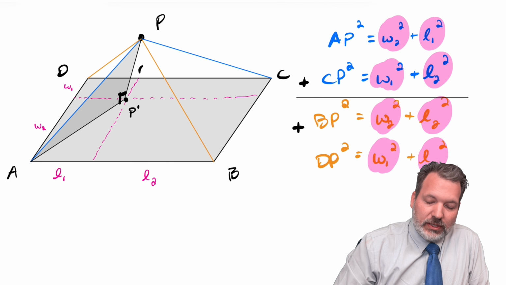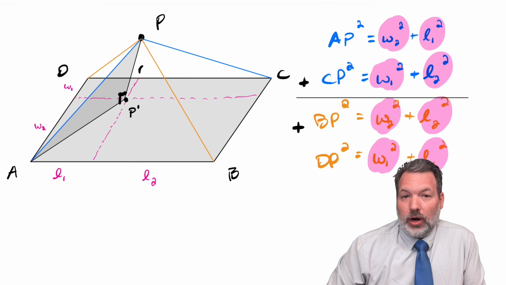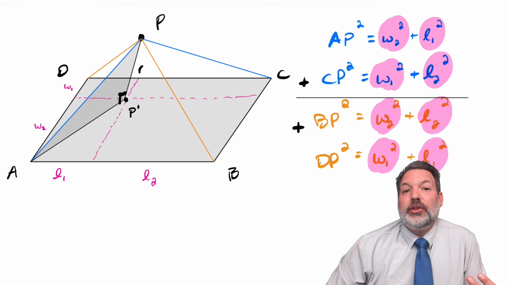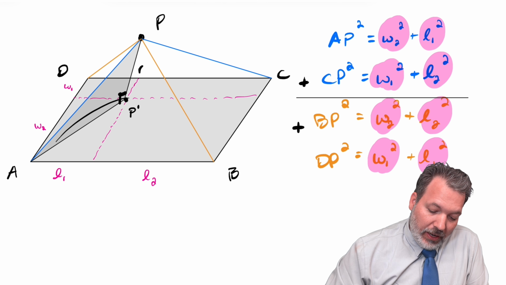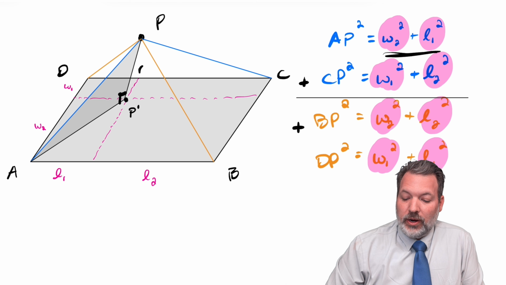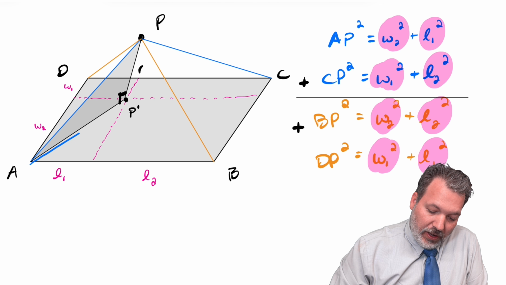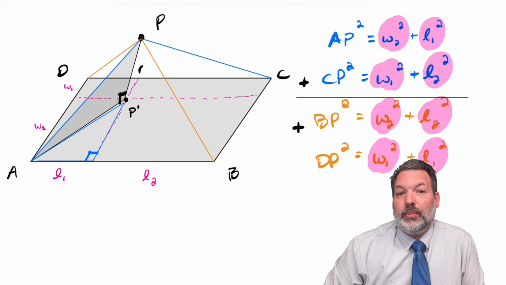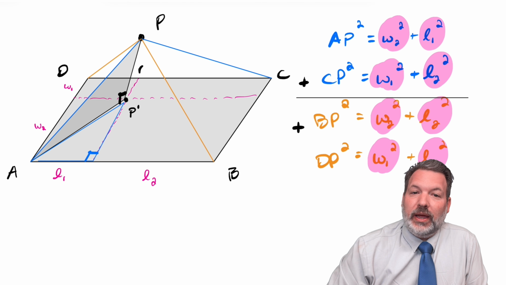For no particular reason at all, we'll call that distance R, and what we get is a variation on the Pythagorean theorem that I like to call the super Pythagorean theorem. Again, A to P prime, that is the same thing as W2 squared plus L1 squared, and that comes from the original right triangle that we were drawing in 2 dimensions a moment ago. Remember, it's in perspective now, but that is a right angle in the plane of the rectangle.